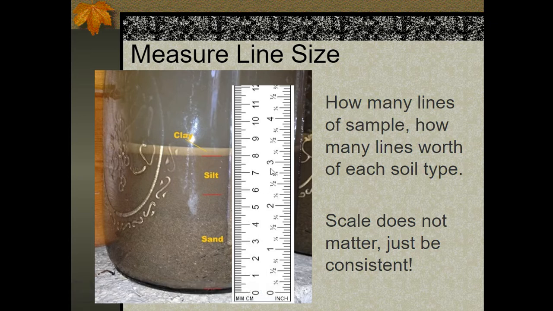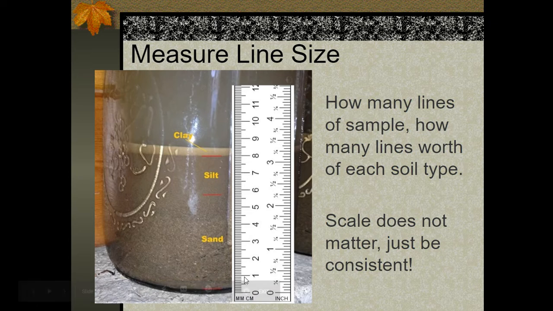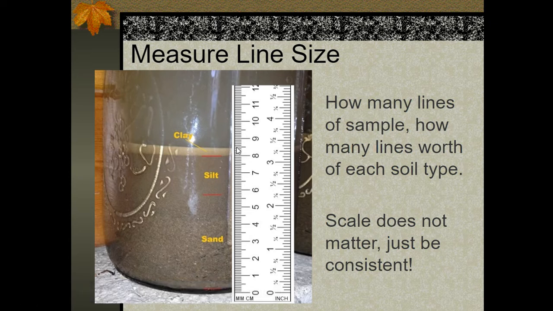Your overall goal is that you just want to find out how much you have of each different thing and how much you have total. So when I put this ruler up to my soil sample, I'm going to use the millimeter lines because it's a lot easier to get more precise numbers. It looks like I have about 85 lines worth of soil sample total from the bottom all the way up to the top. So 85 is going to be my total number.